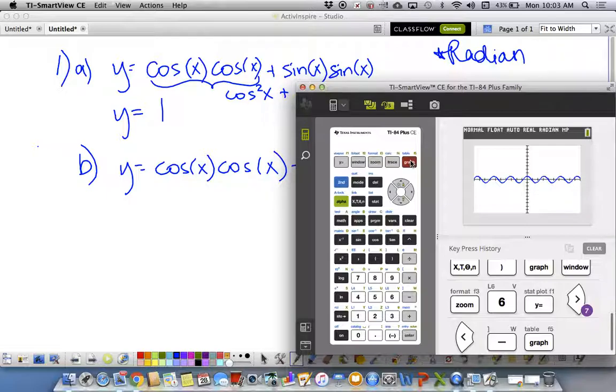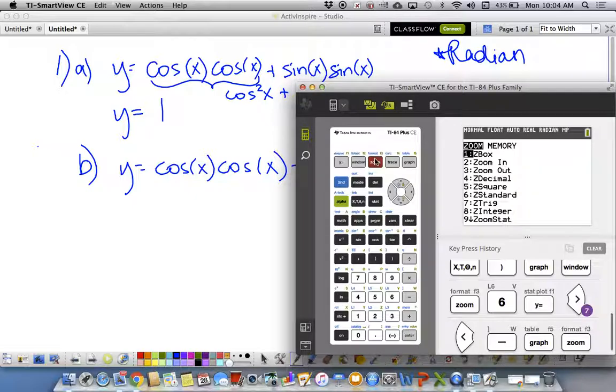Because did we ever say that cosine squared minus sine squared was 1? Well, did we ever say that? No, we did not ever say that. So now, here's what we're going to do. We're going to hit the zoom button, and there's a trig setting. So hit zoom, and then 7.